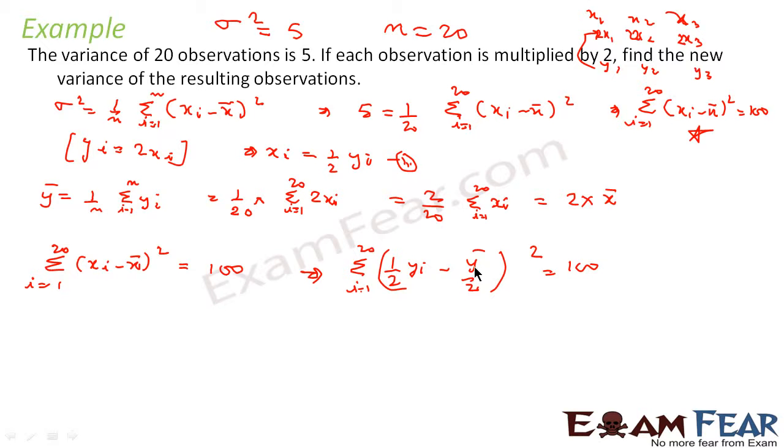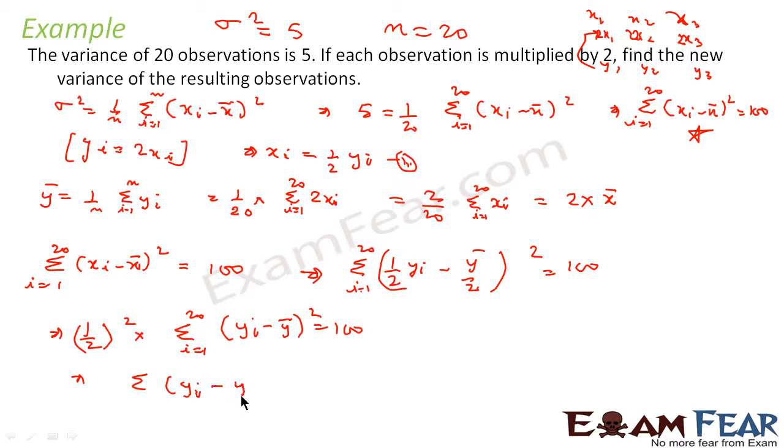I can take 1 by 2 common outside because 1 by 2 is a constant. This becomes 1 by 2 square into the summation of i is equal to 1 to 20 of (yi minus y mean) square, is equal to 100. Or I'll take 1 by 2 square to the other side. So this becomes the summation of (yi minus y mean) square is equal to 100 into 4, because 2 square is 4. This is 400, and here i is equal to 1 to 20.